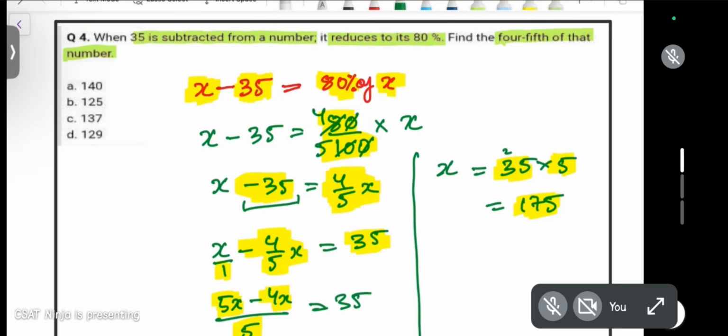But in the question we are asked to find 4/5 of the number. So 4 by 5 of the number here is 4 by 5 times 175. So 5 3s are 15 and 5 5s are 25. So if I multiply these two, 4 5s are 20, 0 2 in hand, 4 3s are 12, 13, 14, 140. So our answer here is 140. So are we clear with this?